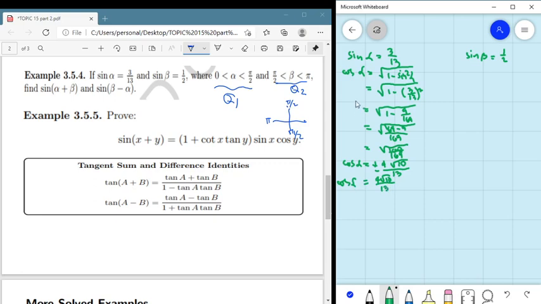Okay, so what about cosine beta? If we are going to find cosine beta.